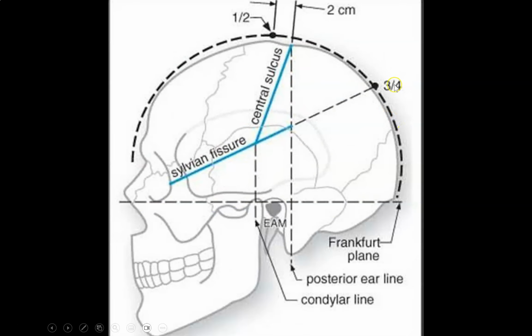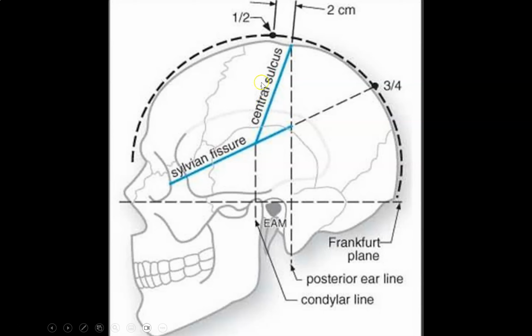So, one last time, the central sulcus is the upper two-thirds of a line joining the mid-zygomatic point with a point 2 centimeters behind the midpoint from the nasion to the inion. The Sylvian fissure runs from the outer canthus to three-quarters of the distance between the nasion and the inion. Of course, the frontal lobe and parietal lobe are above the Sylvian, and the temporal lobe is below the Sylvian.